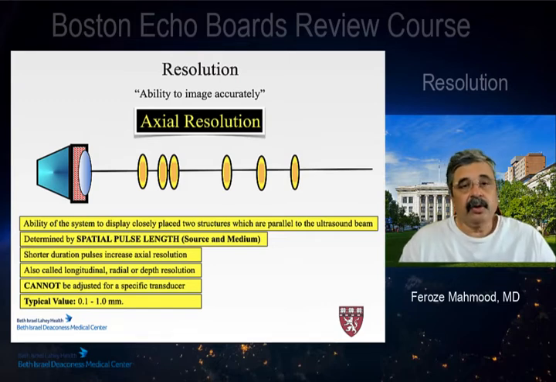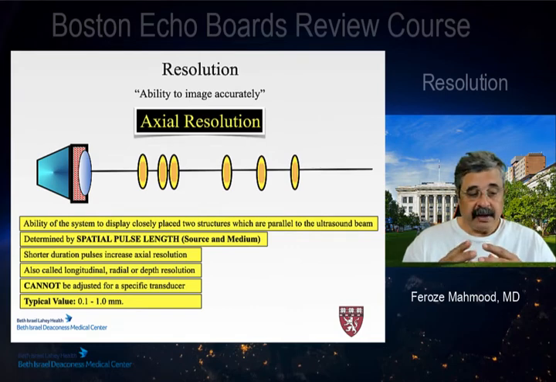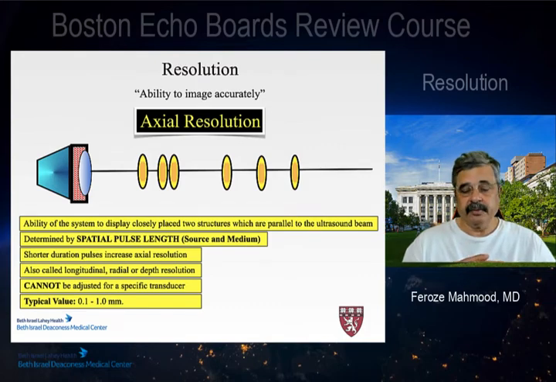This is also called longitudinal, radial, or depth resolution. It cannot be adjusted for a specific transducer because spatial pulse length cannot be changed. It is fixed for a specific transducer. The typical value of an axial resolution of an ultrasound transducer is 0.1 to 1.0 millimeters.